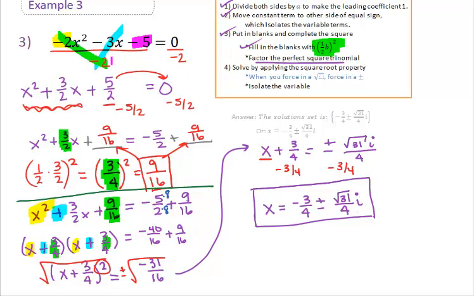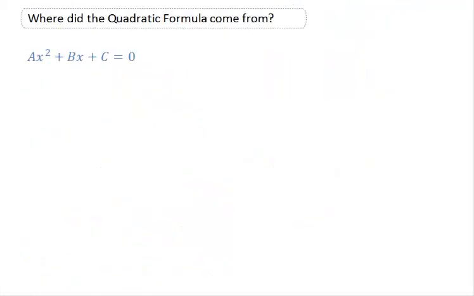Now, even though I will never use the completing the square process, it is actually very useful for me in a roundabout way. And that roundabout way is to answer the question of where did the quadratic formula come from? So when we were solving equations by using the quadratic formula, I just gave you that formula and I did not tell you where it came from or how it was invented. The way it was invented was by completing the square.